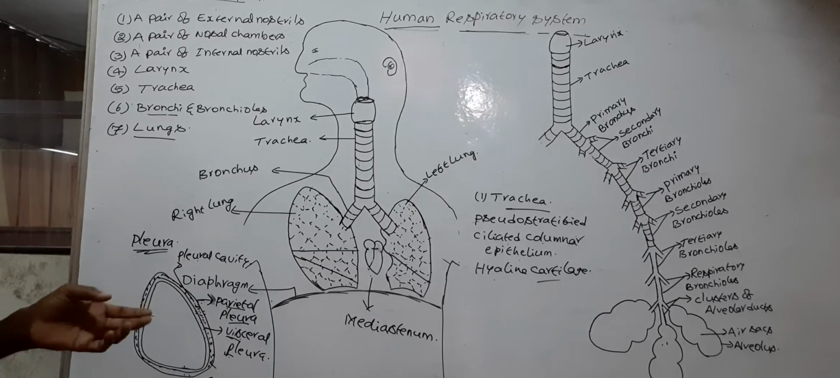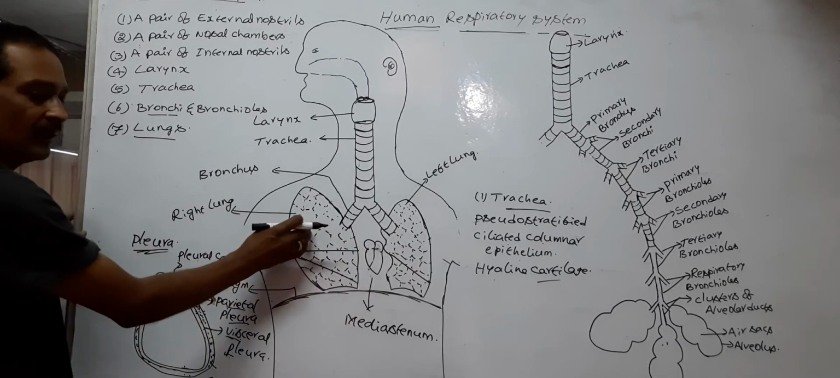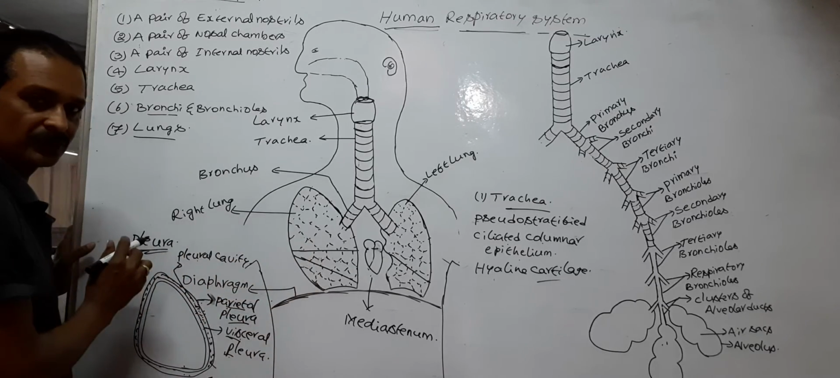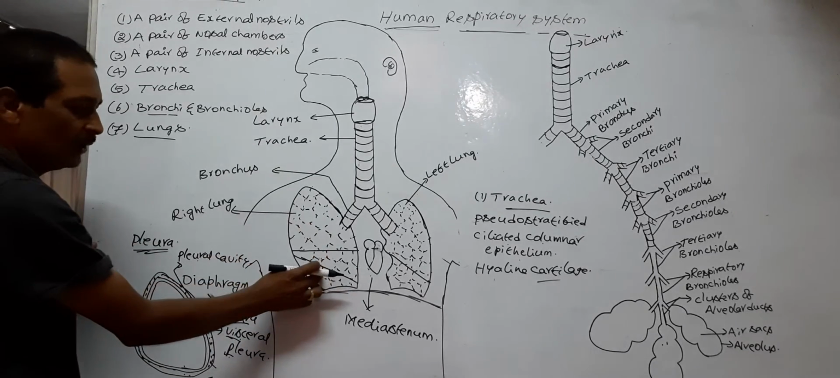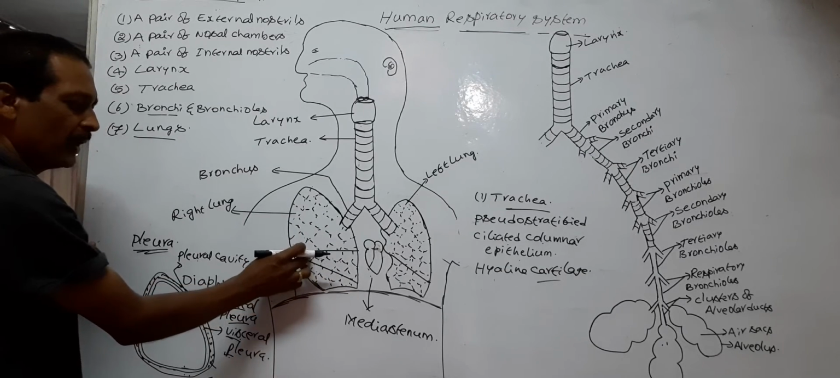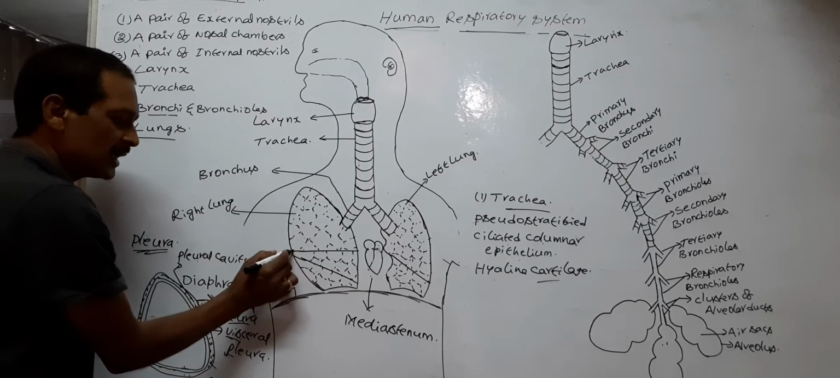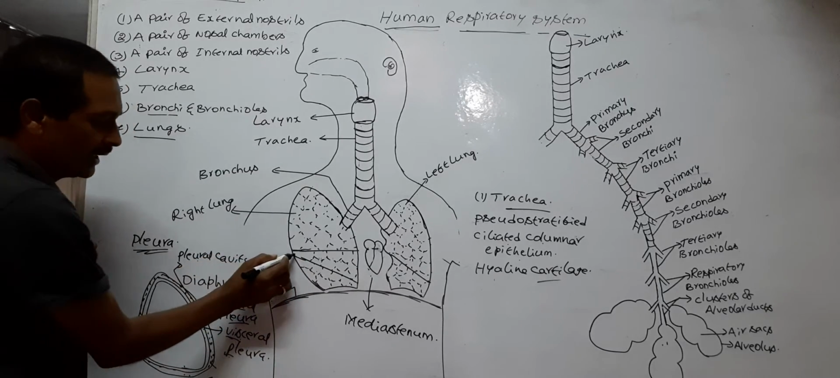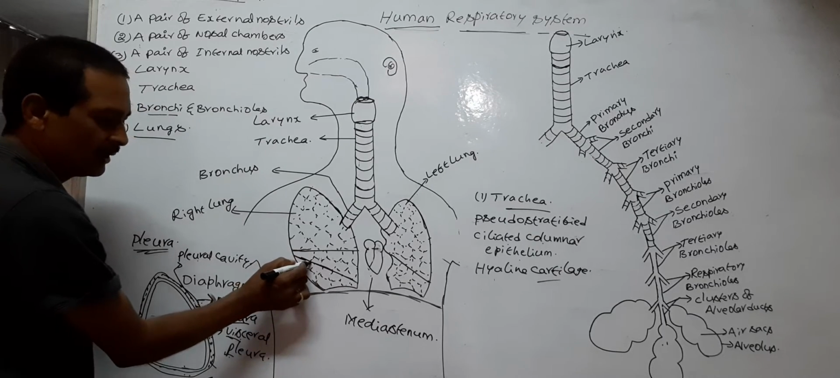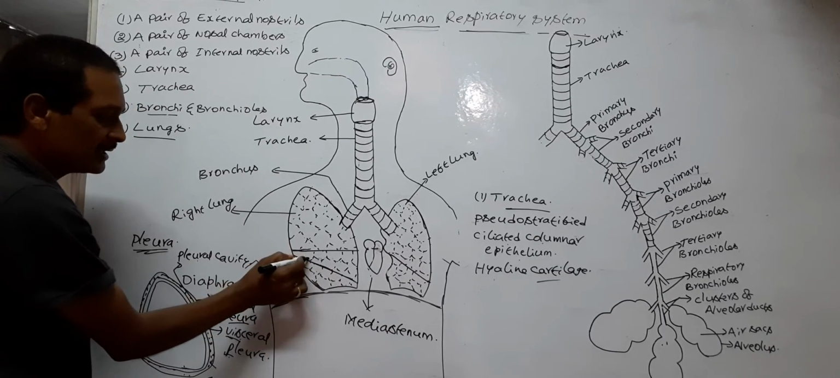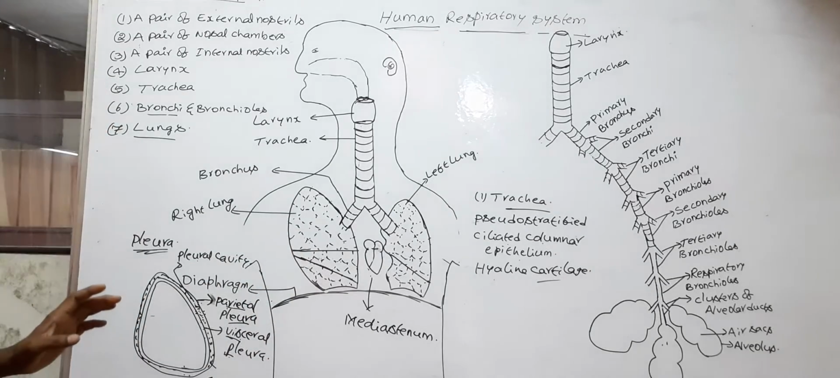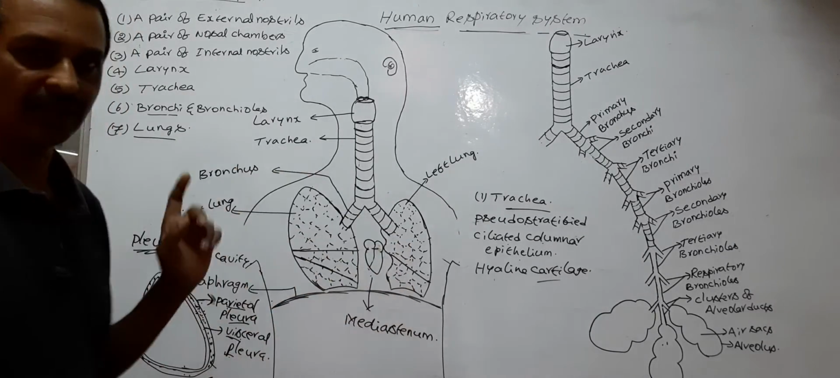Next, the right lung is larger than the left lung. The right lung has three lobes. So the right lung is divided into three lobes by the horizontal fissure and oblique fissure. It is larger than the left lung.